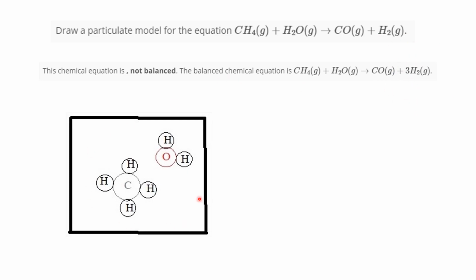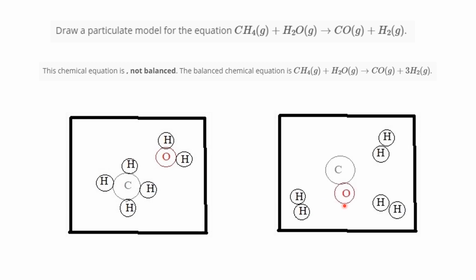Then we have to draw the reactants first. As it shows, there is one CH4 and there is one H2O. So we will draw that carbon is bonded to 4 hydrogens and oxygen is bonded to 2 hydrogens here in the water. Next is to draw the product. Now the product has CO and 3H2. So we will do the same thing, CO and H2, and as there are 3 molecules, we will draw 3 here.